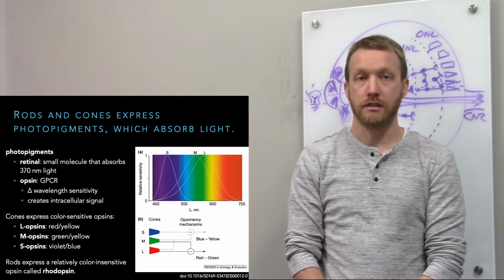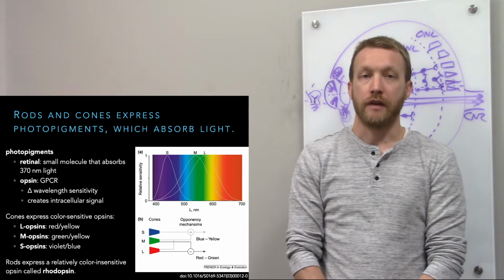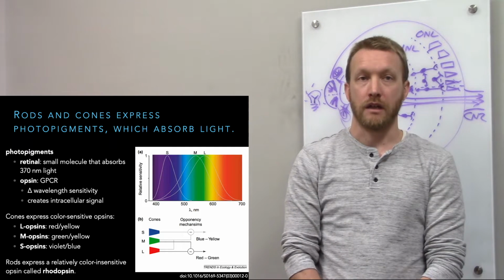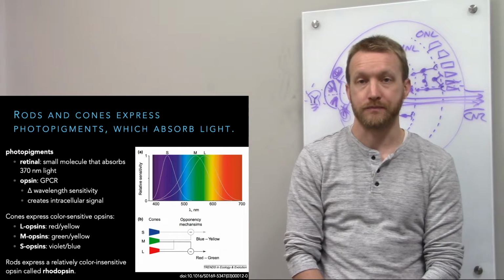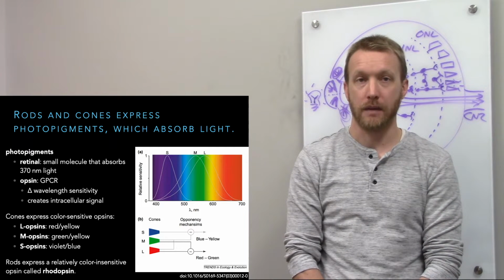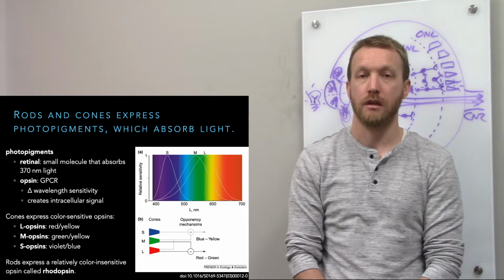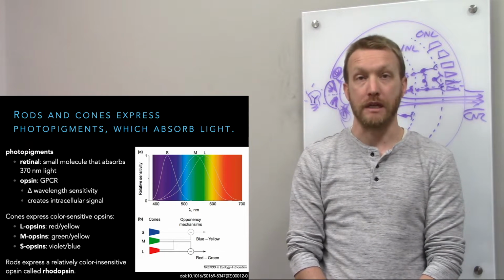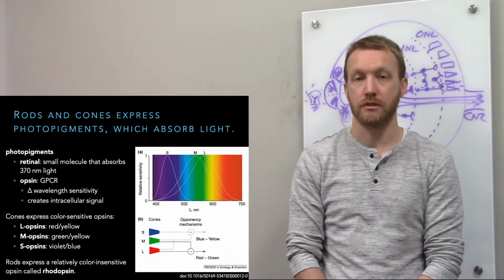Cones are color sensitive because they express 3 different types of opsins. And depending on the type of opsin, that affects which wavelength of light retinal absorbs. So it changes the color of retinal. L opsins pick up kind of red, yellow type light. M opsins pick up green and yellow. And then S opsins pick up more of the purples and blues.